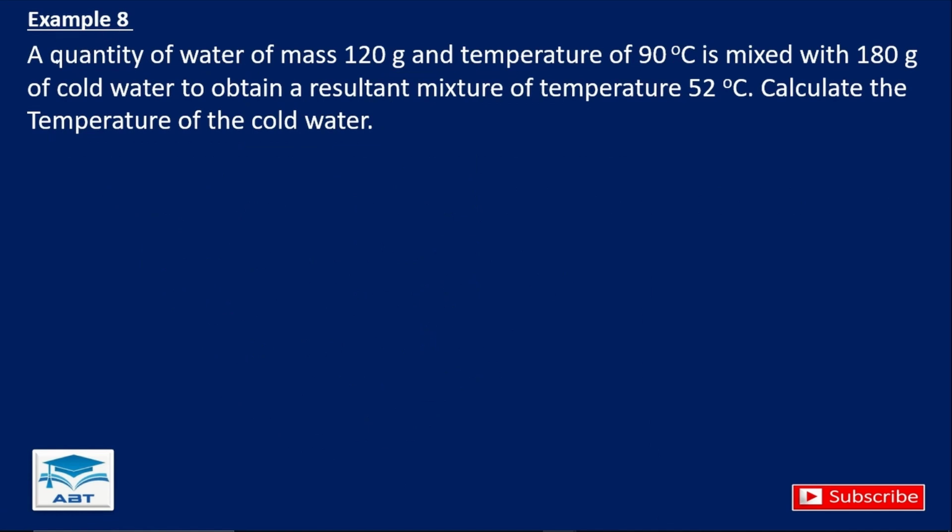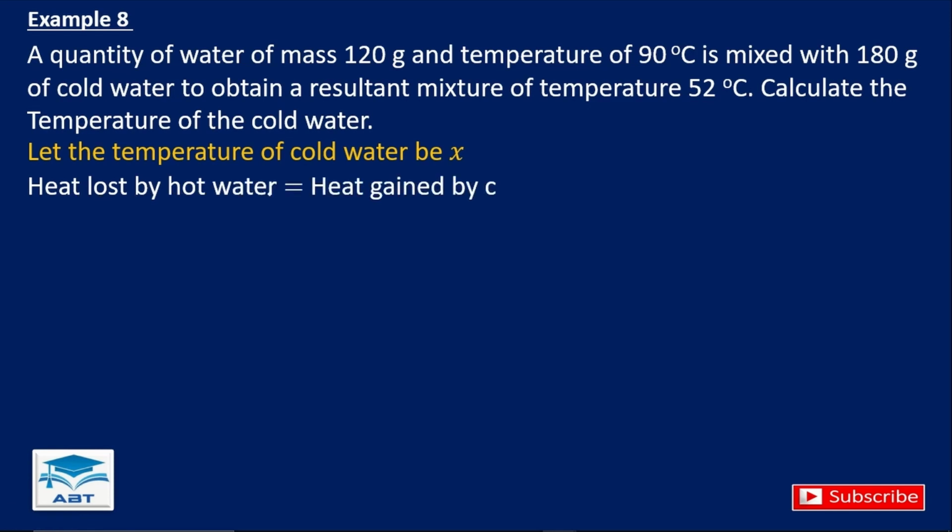Example 8. A quantity of water of mass 120 grams and temperature of 90 degrees Celsius is mixed with 180 grams of water to obtain a resultant mixture of temperature 52 degrees Celsius. Calculate the temperature of the cold water. Let the temperature of cold water be X. The heat lost by hot water will be gained by the cold water.